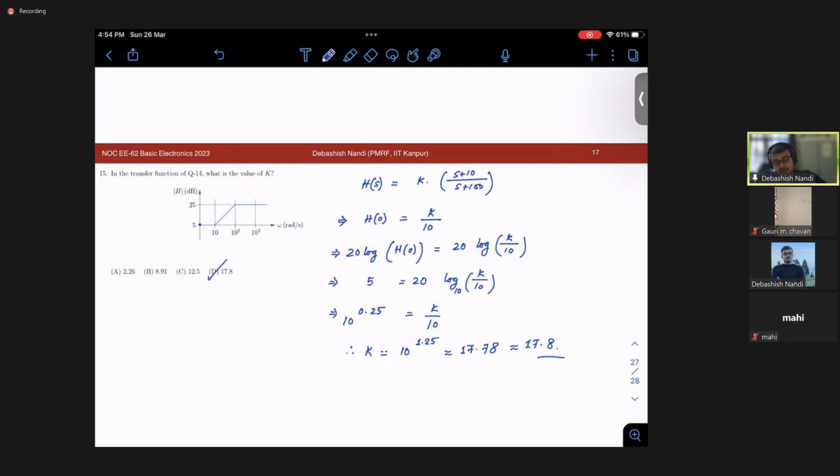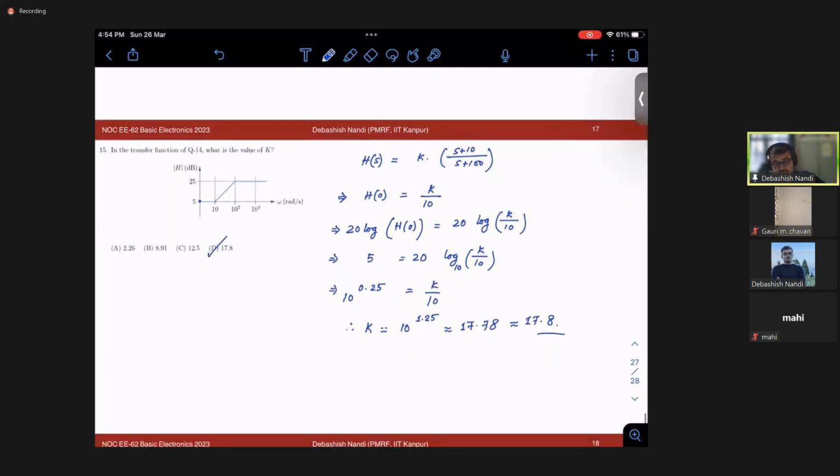So these are pretty simple stuff, right? Once you get the knack of how to do the Bode approximation and what a pole and a zero represents in the Bode plot, these are very easy.